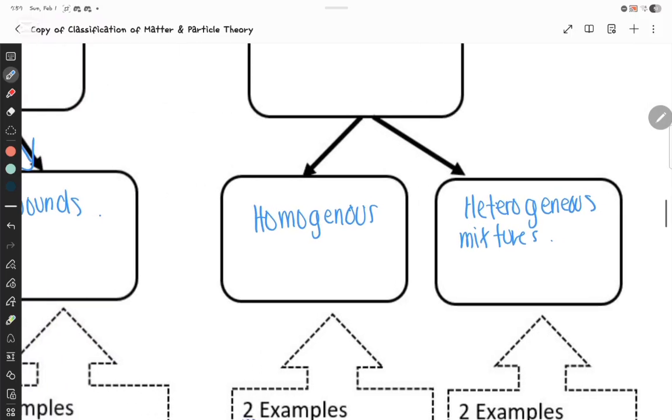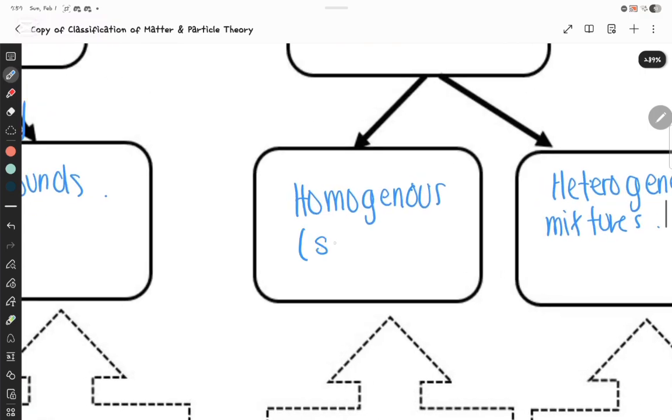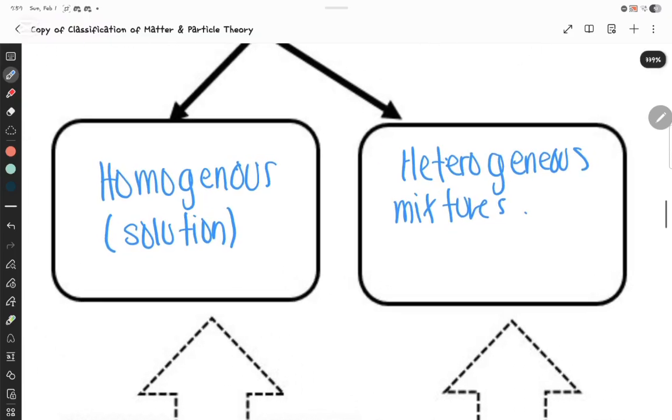Okay. Yeah, I think that's mixtures here, okay? This homogeneous mixture, they can also say solution. It's a synonym. So solution, this can also be called mechanical mixture.